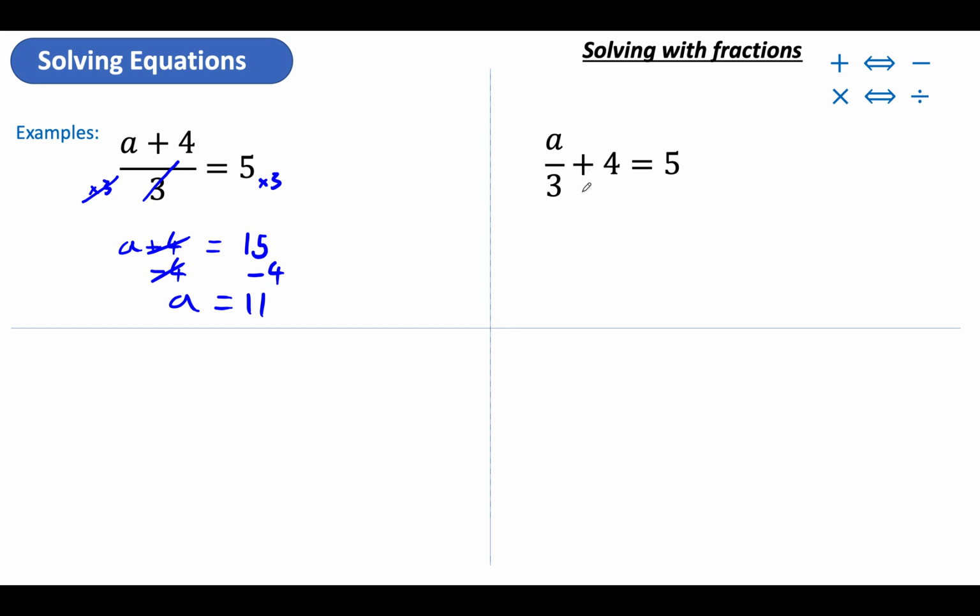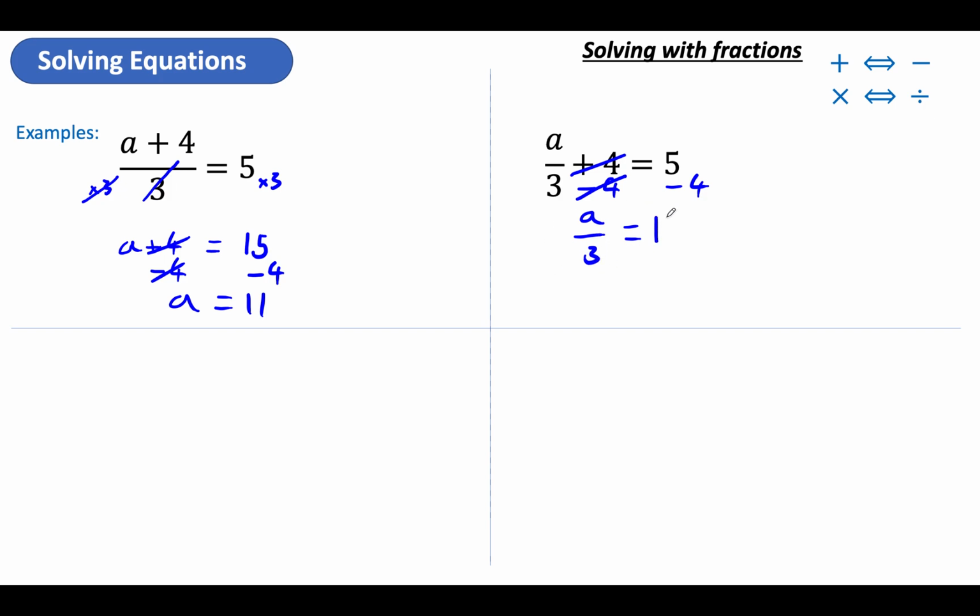Now, how do I get rid of a plus 4? I subtract 4, because 4 take away 4 leaves nothing. It will just leave that fraction bit, won't it? But what I do to one side, I must do to the other. So I'm going to take 4 away from this side as well. Now, 5 take away 4 is 1.